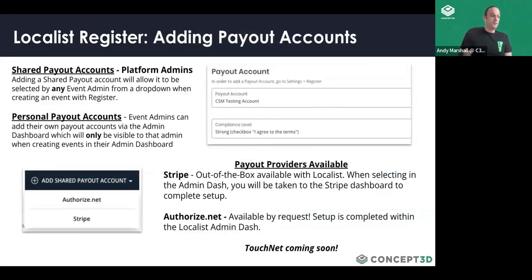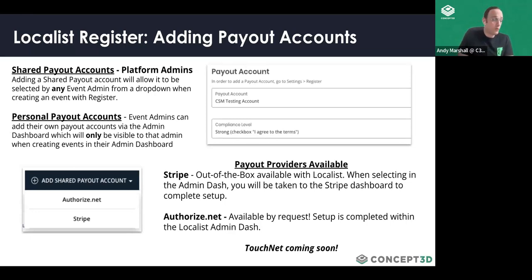All right, so you've heard me mention this a few times, but when adding a payout account, you'll have the option to add a shared account that would be selectable by event admins for the organization when adding events. This means any event admin who is adding Register would be able to use that account to collect money for a ticketed event. This would be something like a shared university account that you've coordinated offline or internally as to who would be using what. For a personal payout, again, this will only be selectable by that specific admin when they are creating an event and no one else. As I mentioned before, Localist currently integrates with Stripe and Authorize.net for facilitating paid transactions.